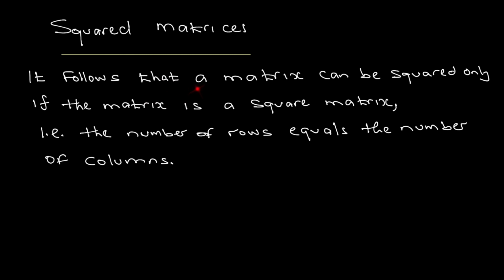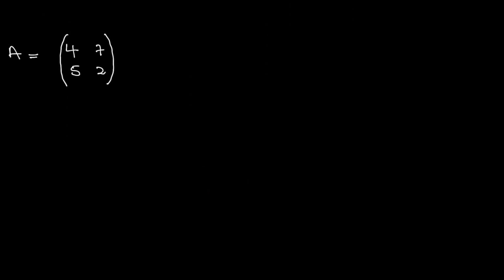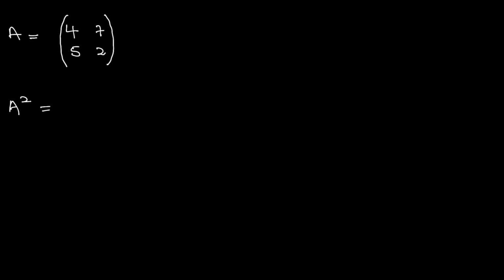It follows that a matrix can be squared only if the matrix is a square matrix. That is, the number of rows equals the number of columns, M equals N. This is a square matrix because the number of rows equals the number of columns. Here is matrix A, and we're going to square that matrix. To square it, we write A squared equals A times A, matrix A times matrix A.